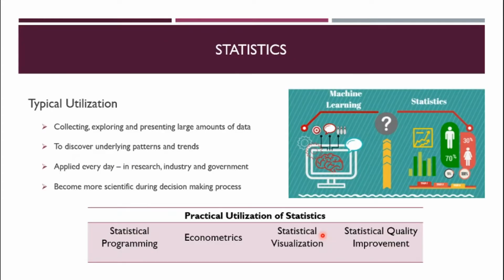Now, let's focus on statistics. Statistics, on the first hand, is collecting, exploring and presenting large amounts of data. Now, as you can see in the picture, we have two kinds of statistics. One is traditional statistics and one is machine learning. Traditional statistics includes a lot of numerical work like demographics, forecasting, business and so on. And machine learning, on the other hand, is an artificial intelligence system in which the system itself learns from its surroundings. It's applied in everyday research, industry, and government, and it is used for professional decision making, in statistical programming, econometrics, statistical quality improvement, and much more.